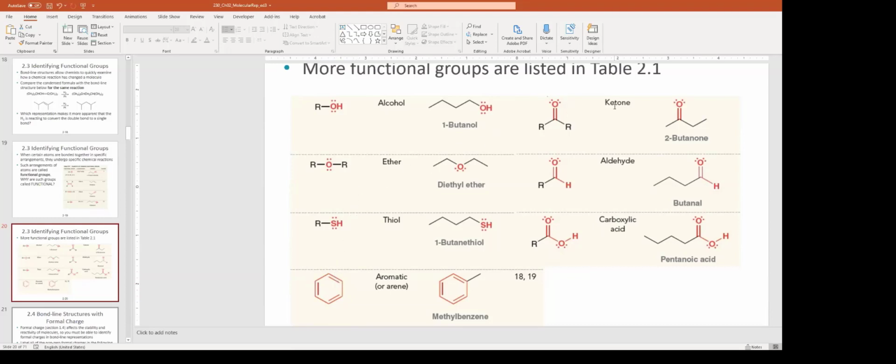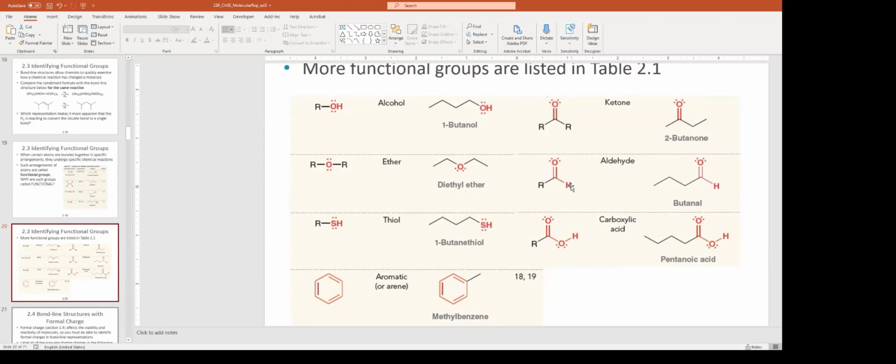Okay. Ketones and aldehydes are related. The difference is a ketone has a carbon-oxygen double bond where the carbon is bonded to 2 carbons, versus an aldehyde where the carbon is bonded to at least 1 hydrogen. There is one aldehyde where you have a hydrogen on both sides. There can only be one, and that one's called formaldehyde.